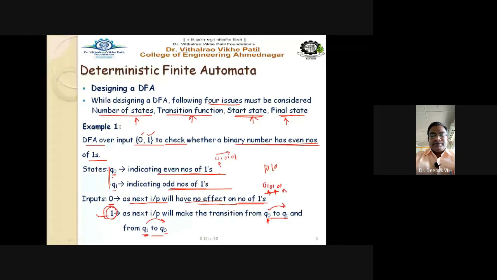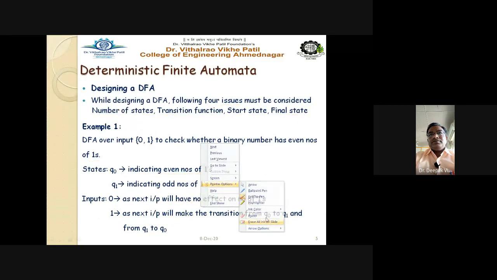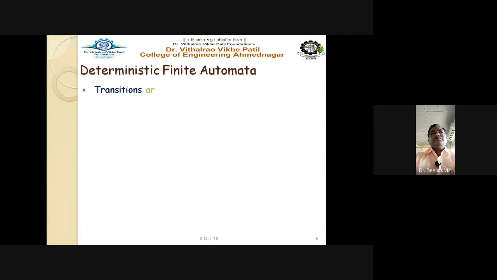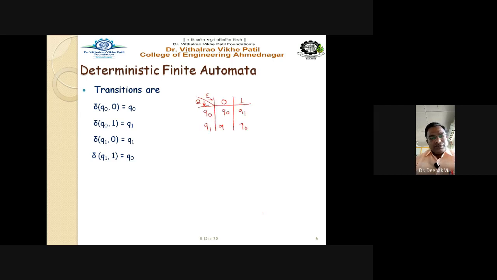And for inputs, if 0 is there, no state change. But if 1 is there, you have to change the state, right? So these are the transitions then. You know that transitions are defined by the delta function. So Q0 on 0 goes to Q0, because 0 is the input and the state is Q0, so there is no state change. Q0 on 1: now the input is 1, so definitely you have to go to Q1 state, right?